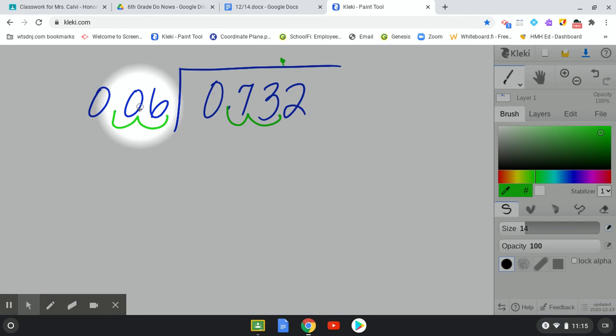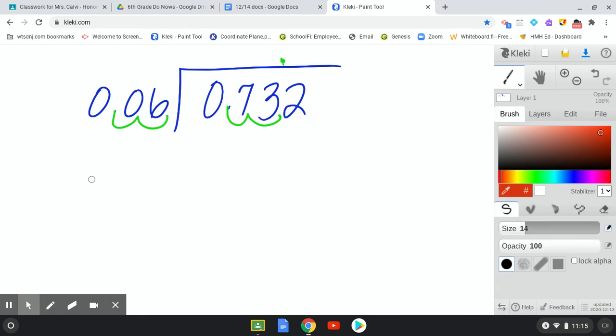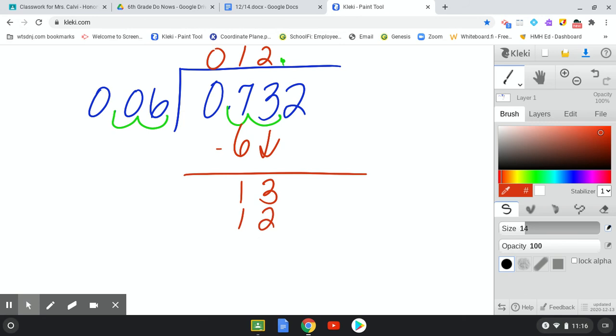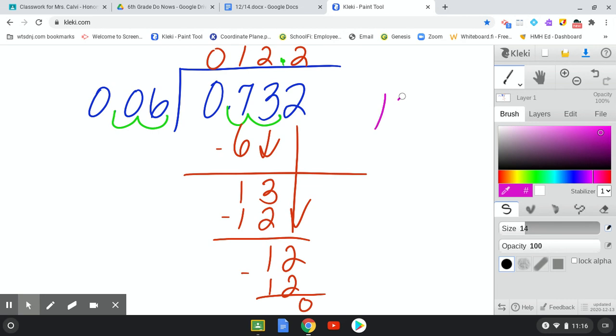So now I'm looking at this number as 6 and this number as 732. So 6 goes into 0, 0 times. 6 goes into 7 once. 1 times 6 is 6. Left with 1, bring down my 3. 6 goes into 13 2 times without going over. 2 times 6 is 12. Left with 1, bring down my 2. 6 goes into 12 exactly 2 times. And my final answer is 12 and 2 tenths for this one.